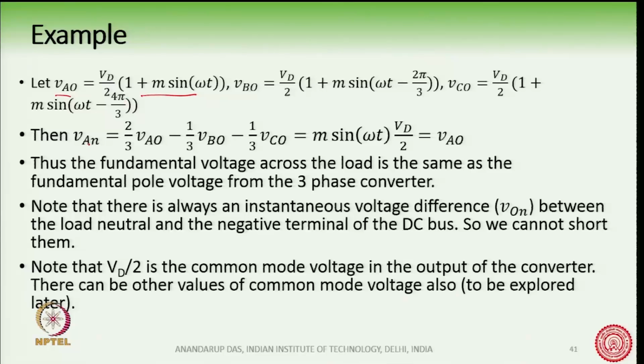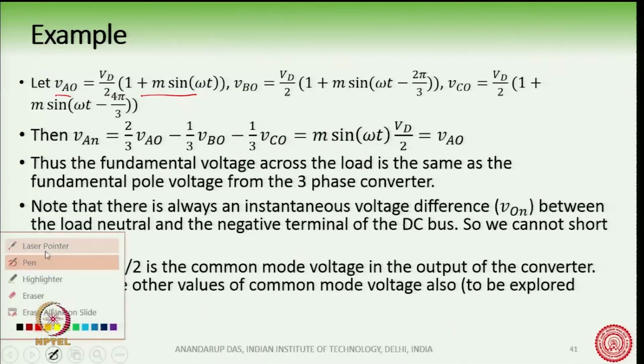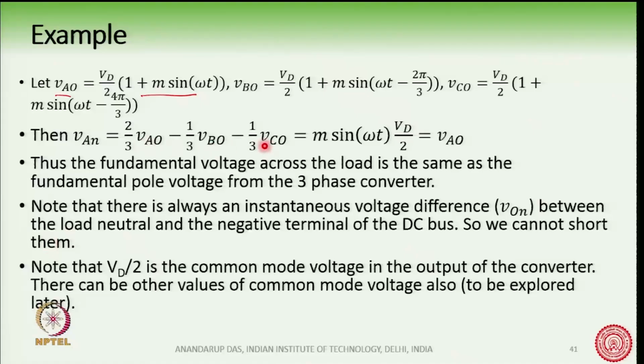And then by applying the formula that VAN is equal to 2/3 VAO minus 1/3 VBO minus 1/3 VCO, and substituting these values of VAO, VBO and VCO, we get that the instantaneous load phase voltage VAN is equal to m sin omega t into Vd by 2, which is exactly equal to the fundamental voltage present in the pole voltage.